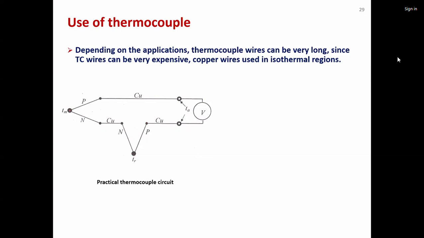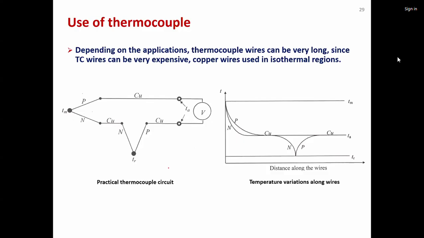And similarly, on this side, you can use the N type. Then you can use copper and then N type. So this way you will be able to avoid using long thermocouple wires if that is of concern.